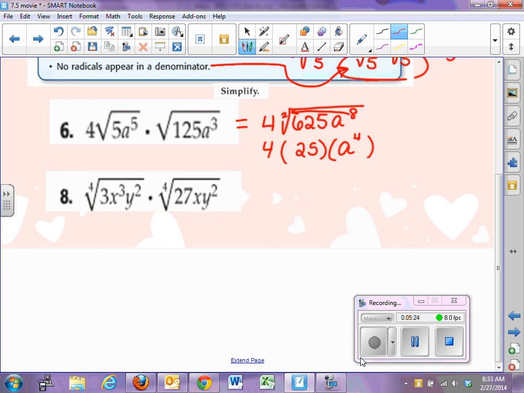Now don't forget what I was mentioning before. If I have even, even, odd, I put an absolute value sign on it. But I don't have that situation because the exponent of my answer is not odd. I had even, but not odd. So I have 4 times 25, which is 100a to the 4th. So this would be a final answer.